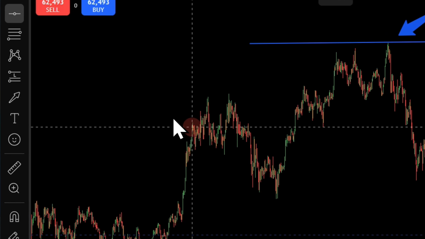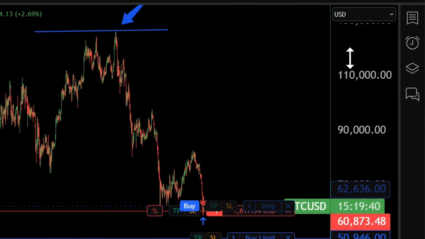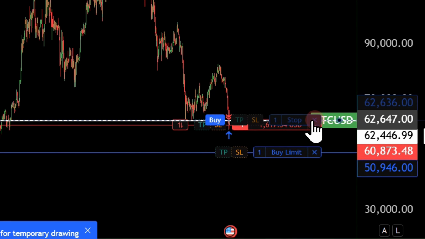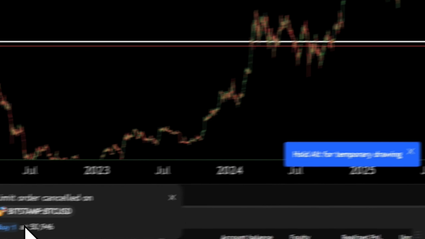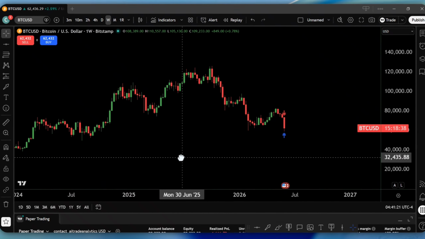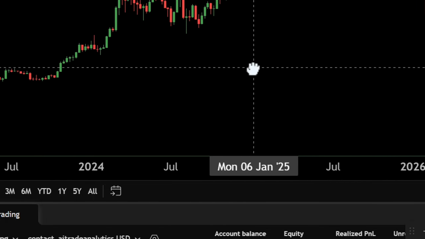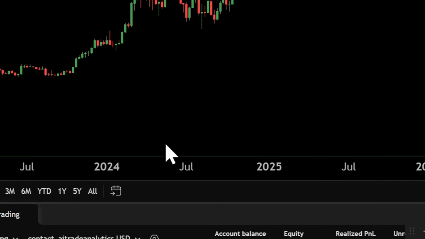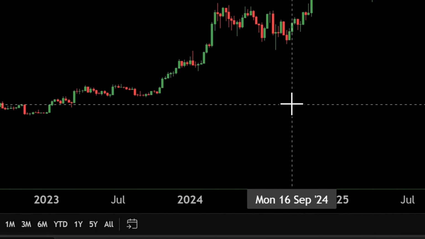Another simple tool is the horizontal line. This is commonly used to mark support and resistance levels. Think of support as an area where buyers previously stepped in. Think of resistance as an area where sellers previously pushed back. When you zoom out, you'll often notice that certain price levels keep attracting attention. Price reacts there multiple times. Those levels can become important reference points for future trades.